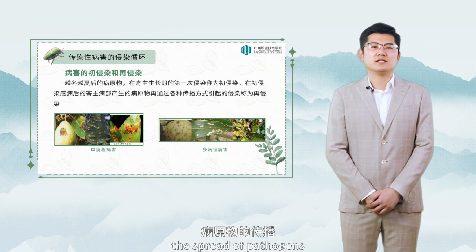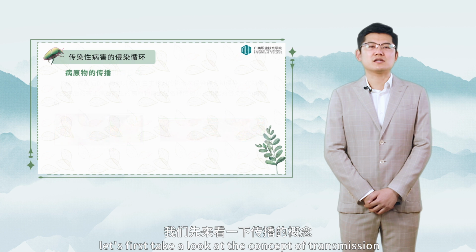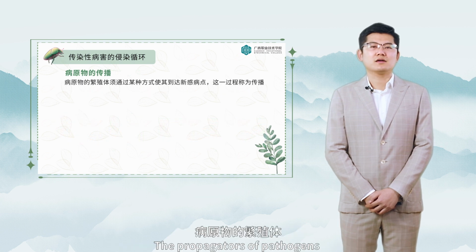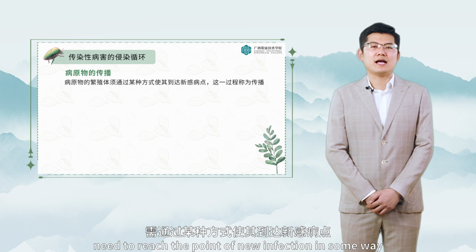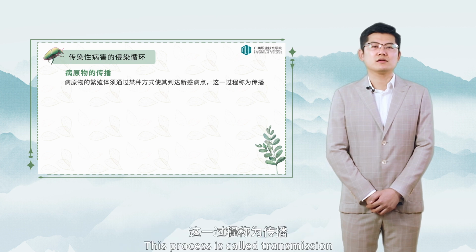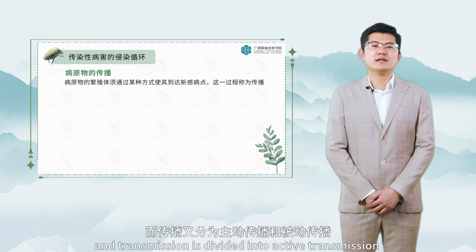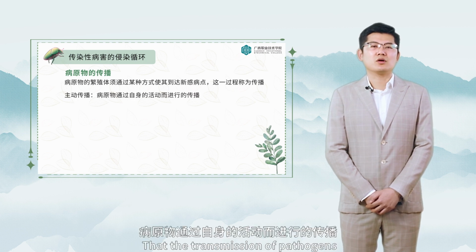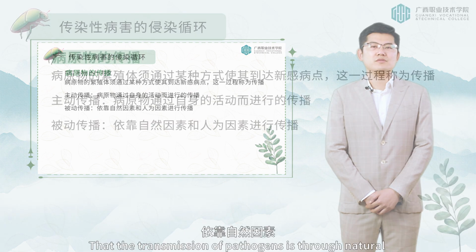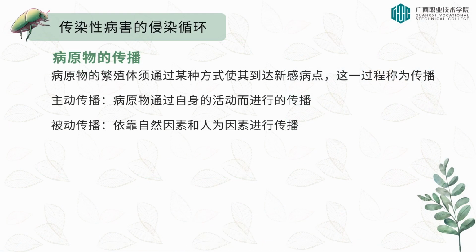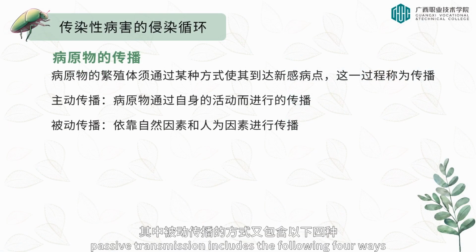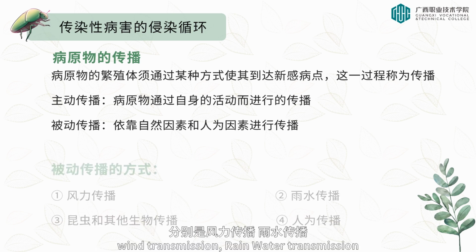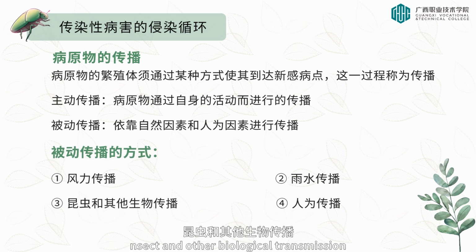The spread of pathogens. Let's first take a look at the concept of transmission. The propagators of pathogens need to reach the point of new infection in some way. This process is called transmission, and transmission is divided into active transmission and passive transmission. Active transmission means the transmission of pathogens is through their own activities. Passive transmission means the transmission of pathogens is through nature and human factors, and it includes the following four ways: wind transmission, rainwater transmission, insect and other biological transmission, and human transmission.